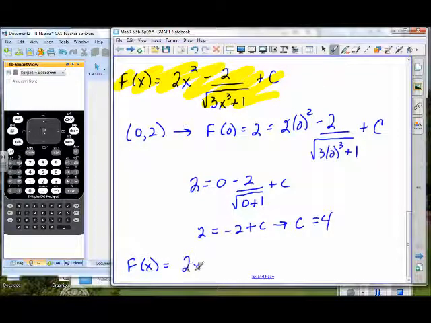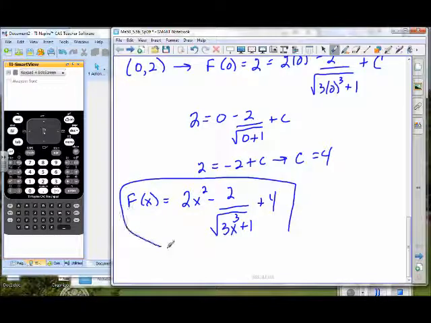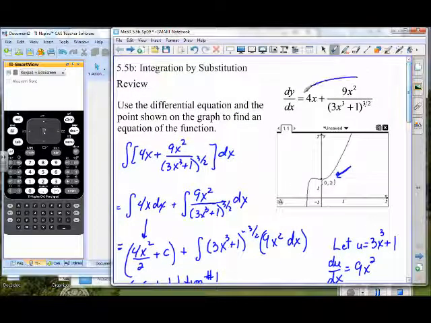So we would have 2x squared minus 2 divided by the square root of 3x cubed plus 1, plus 4, and that then is our equation. Now recall, if this is our function, how do we check it? Well, if we take the derivative of this function, what should we get? You can test it out and see, but what you should get is this value right here, and you can test that and see if in fact that is what we get.